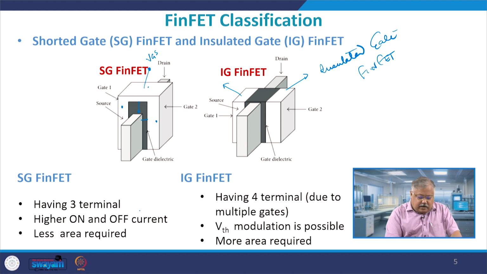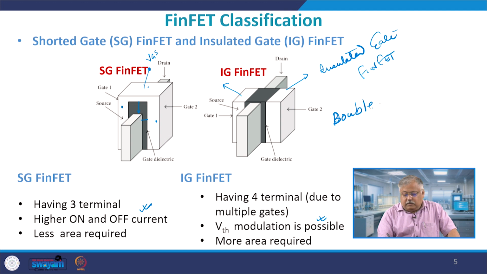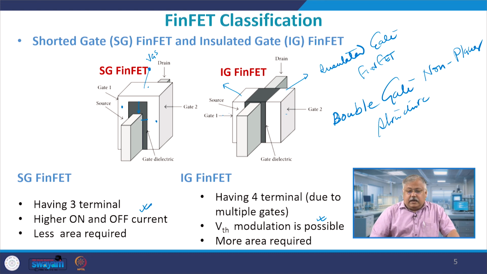Typically they have a higher I on and I off current, and threshold voltage modulation is possible here by using a back gate. So this basically looks like a double gate, non-planar structure, right. Why double gate? Because on both sides you have one gate and another gate, and non-planar because it is a 3-dimensional structure, it is extended. So therefore it requires more area.